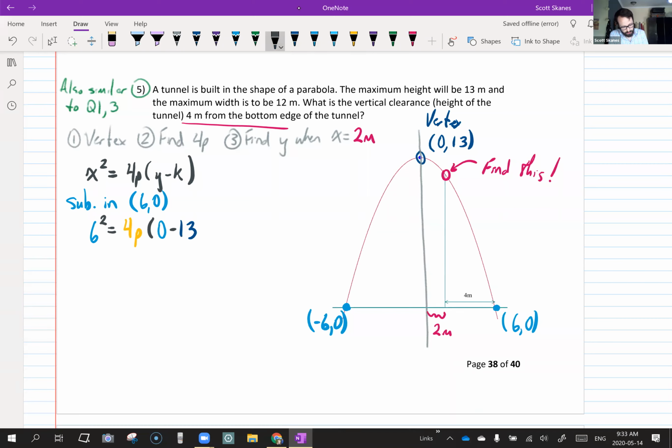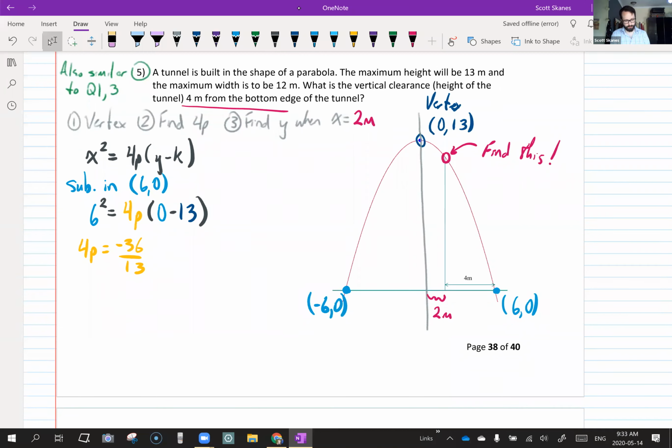Okay, now let's just go ahead and solve for that 4p. 4p must be 36 over -13. Or in other words, what's 36 over -13? Let's just keep it like that. There's nothing wrong with keeping the fraction. I haven't kept a fraction yet, so maybe it's not such a bad thing to just show you that you can keep it. I usually like to keep it anyways.